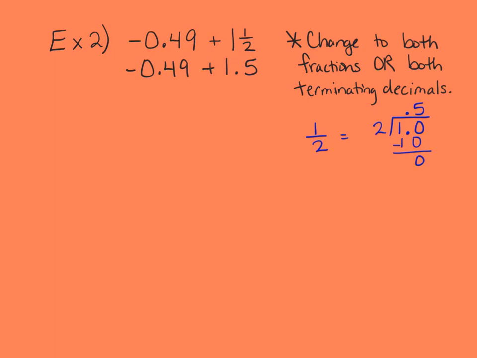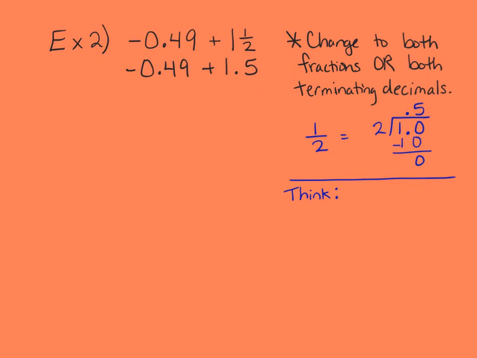So now I notice that I'm adding a negative 0.49 to a positive 1.5. So I'm adding with different signs. So I'm going to go ahead and use some scratch work here and think about this. If I'm adding different signs, then I'm actually going to subtract.